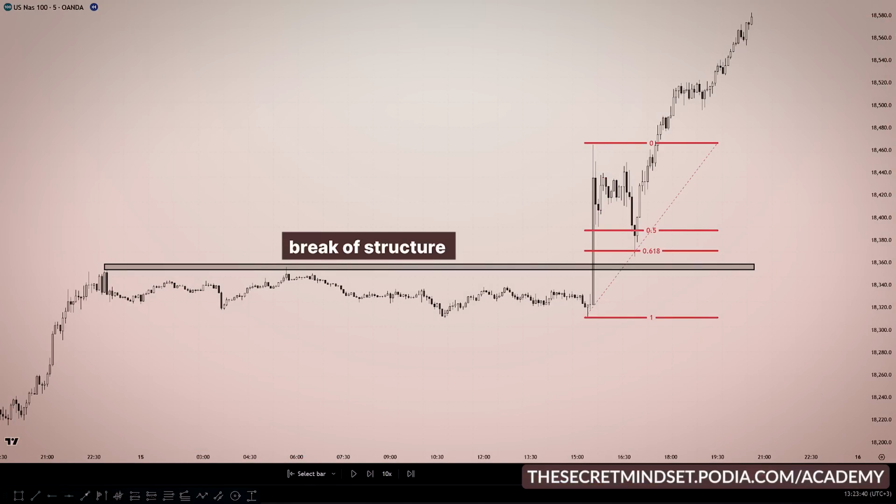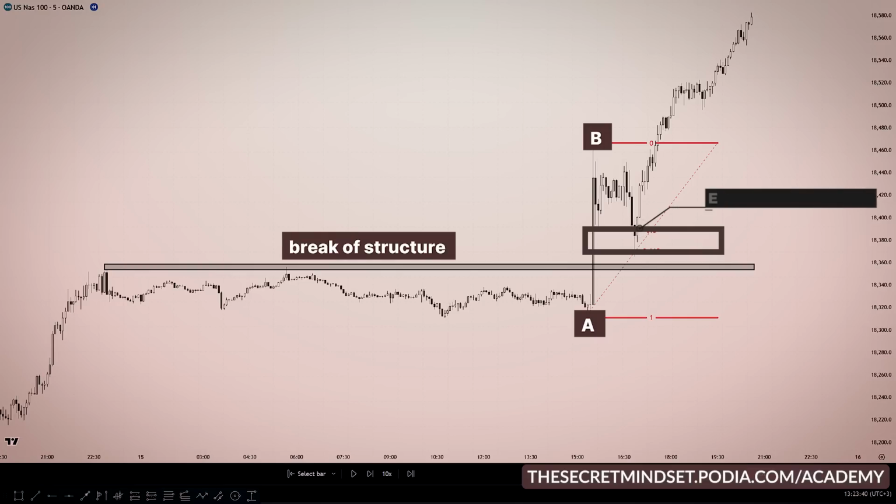In this chart, we see price break above a significant previous high, signaling a break of structure to the upside. We mark the swing from the recent low to the high of the break of structure candle. We then draw our Fibonacci retracement on this swing. Then price pulls back and we see it enter the golden zone. Now we start looking for entry signals. Here we see a strong bullish engulfing candle. This is our entry signal.